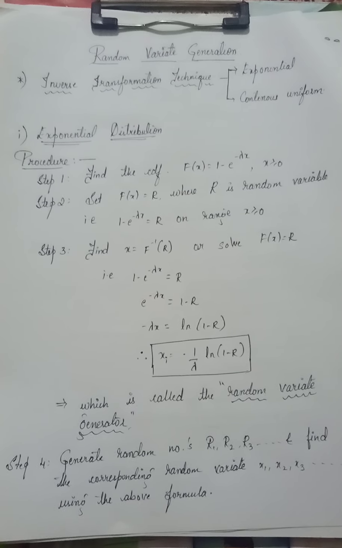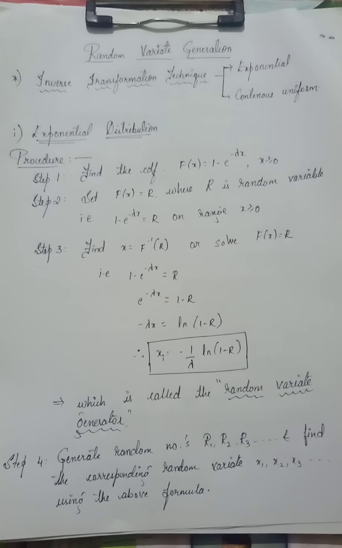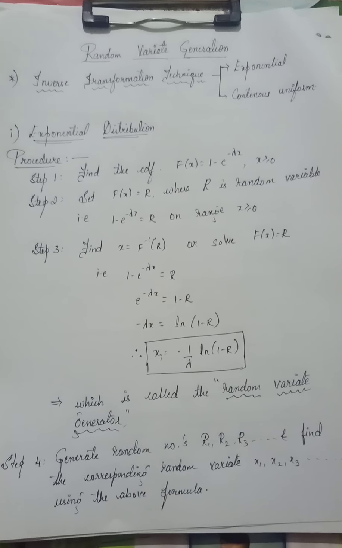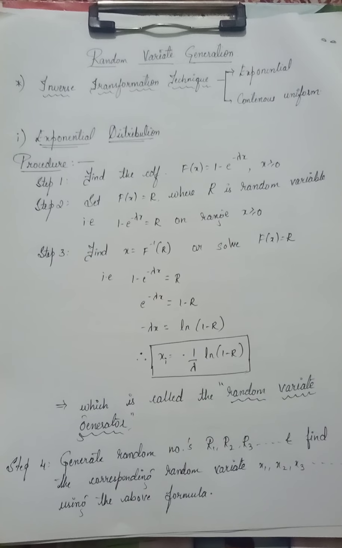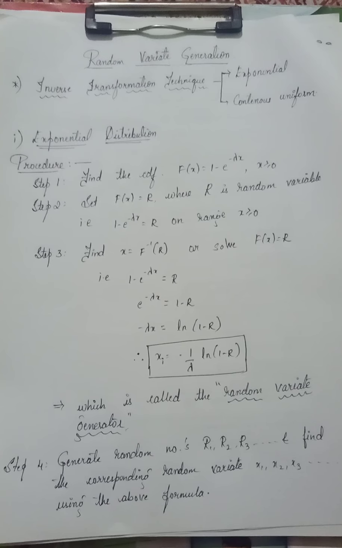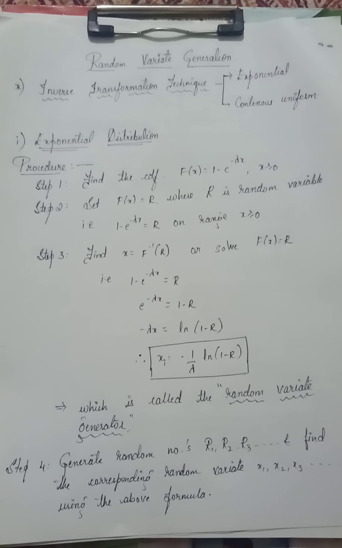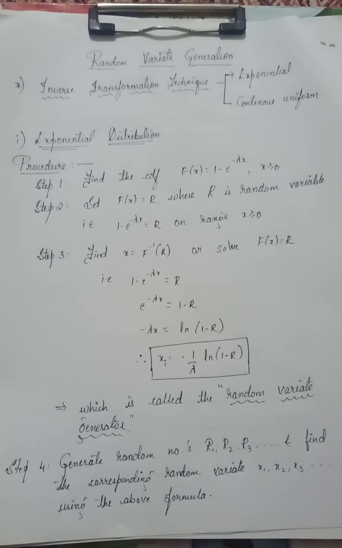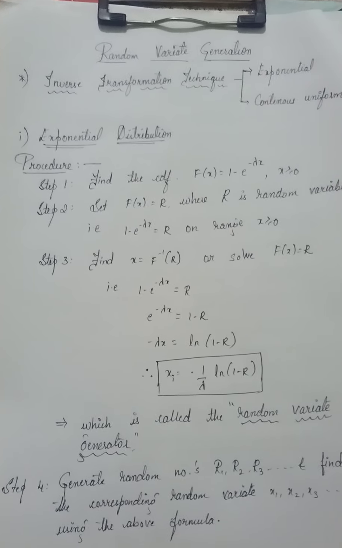Hello students, today we will see random variate generation. The first technique is the inverse transformation technique. In that there are two techniques, exponential distribution and continuous uniform. We will see the first one, exponential distribution.